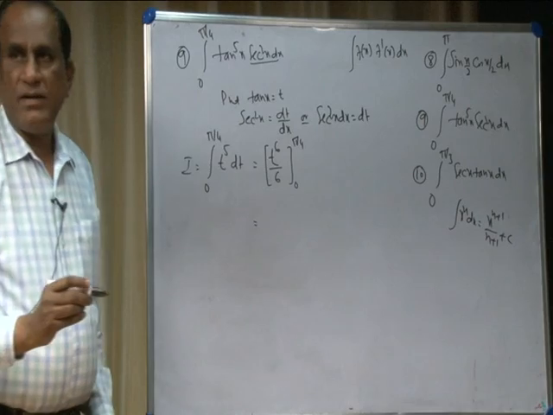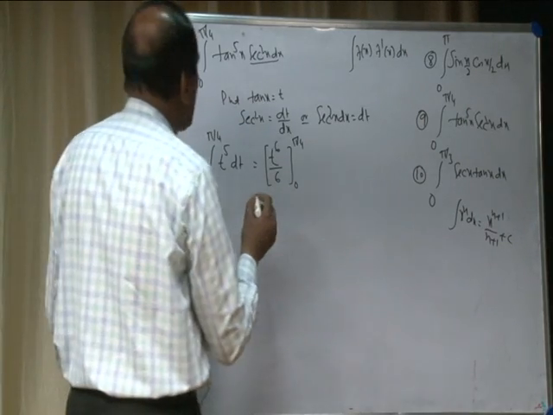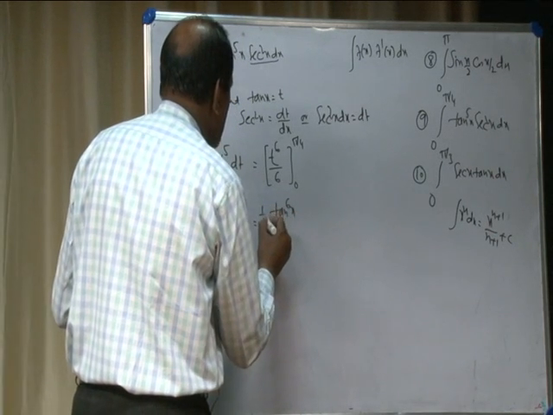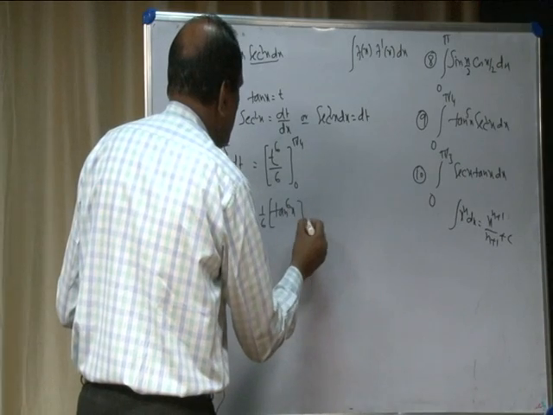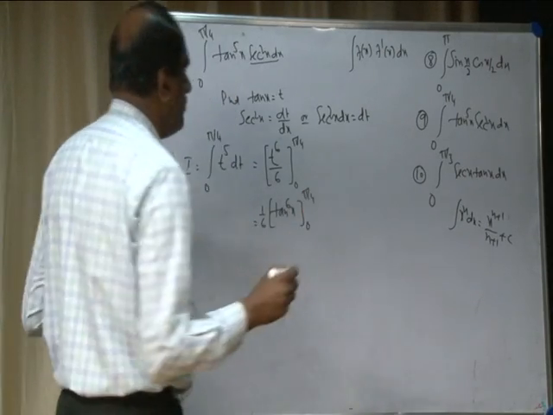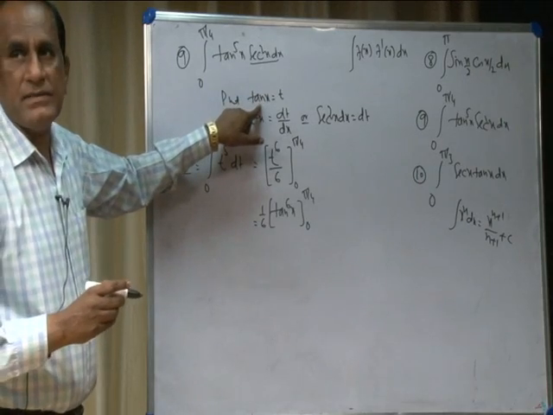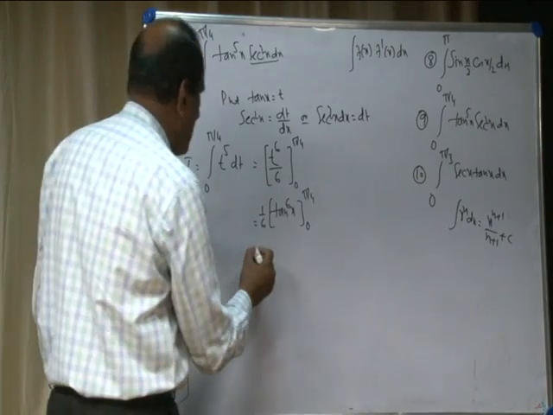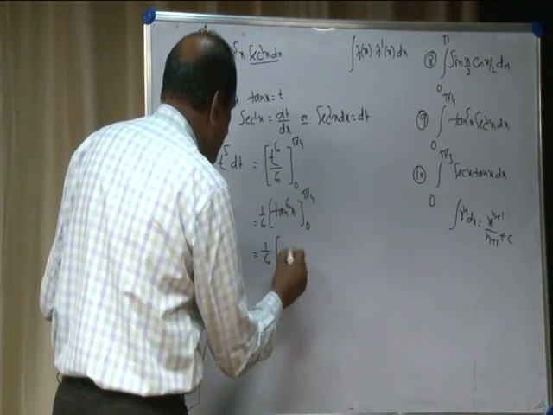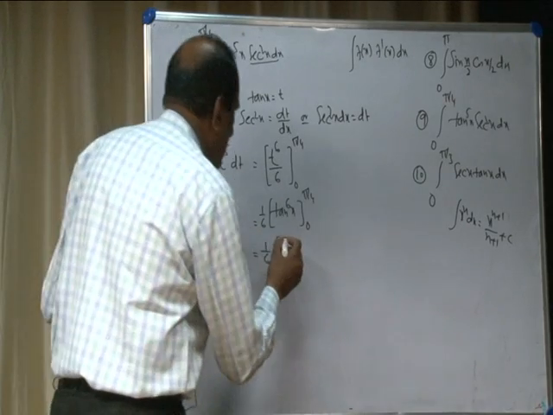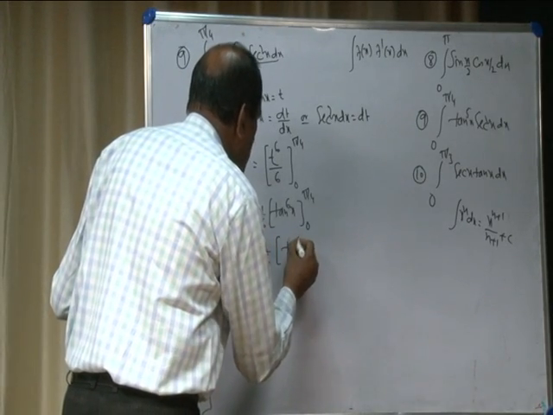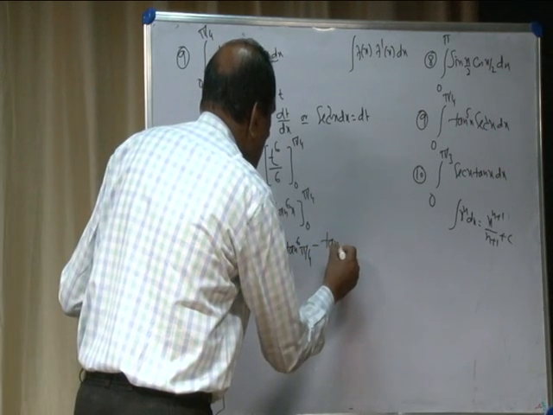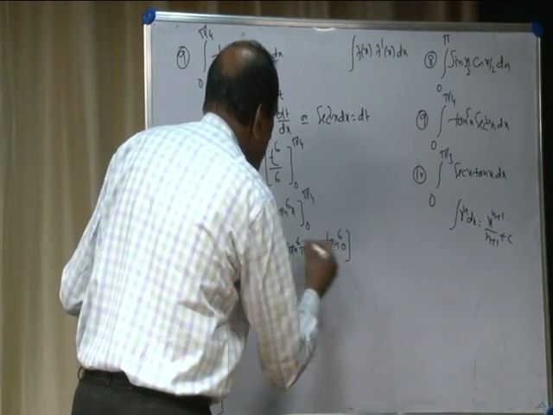Now, substitute back for t. t stands for tan x, so t power 6 is tan power 6x. 1 by 6 is a constant, take it outside. So, between 0 to pi by 4, 1 by 6 into apply the upper limit, that is tan power 6, x is pi by 4, minus tan power 6 0, the lower limit.